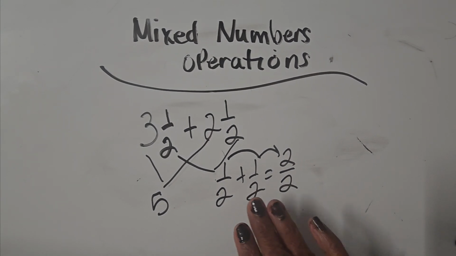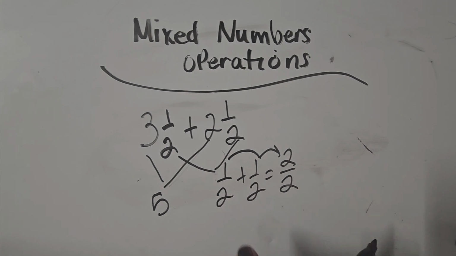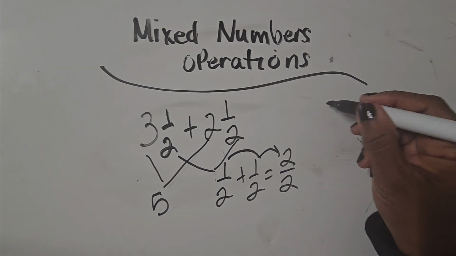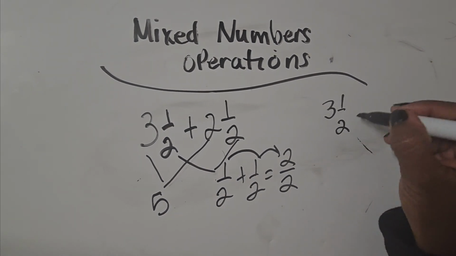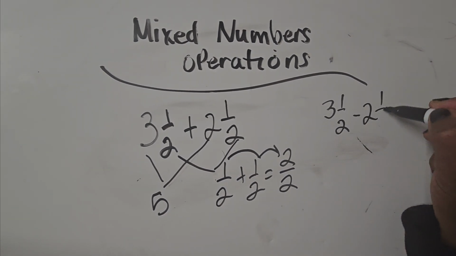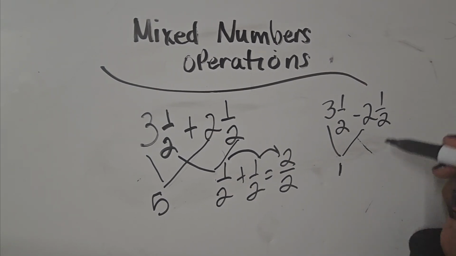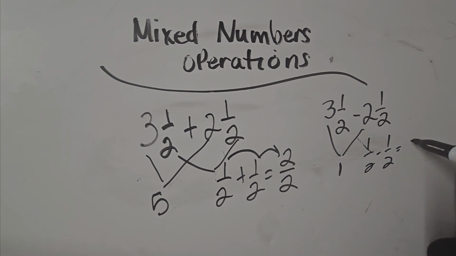I'm going to get a little bit more difficult as we go along. So let's look at how we subtract mixed numbers, just about the same way. 3 and 1/2 take away 2 and 1/2. Same thing. 3 take away 2 is 1, and 1/2 take away 1/2, you got nothing left, right? 0. Took away the whole thing.